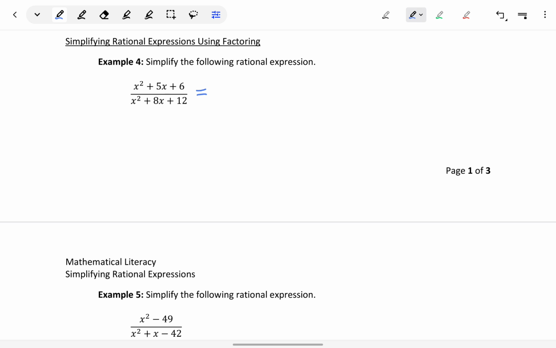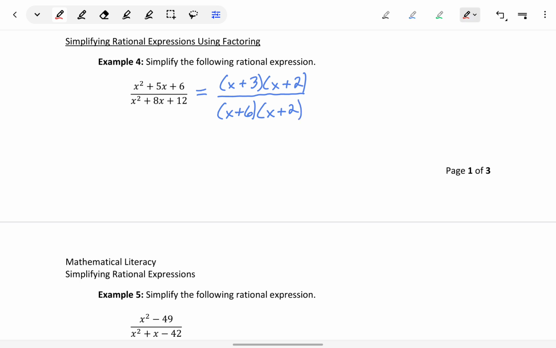Well, they're not trinomials in each case. Factor each of these polynomial expressions, and then see if we end up with any common factors that can be canceled or reduced. In the numerator, in example 4, we have x squared plus 5x plus 6. That will factor as x plus 3 times x plus 2. And in the denominator, we have x squared plus 8x plus 12, which will factor as x plus 6 times x plus 2.